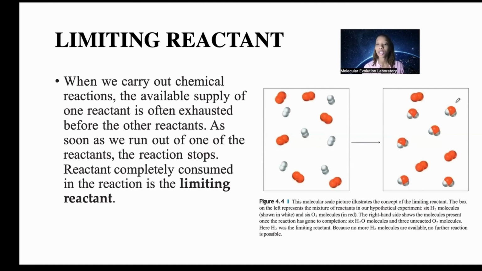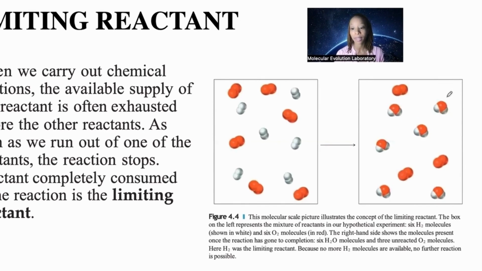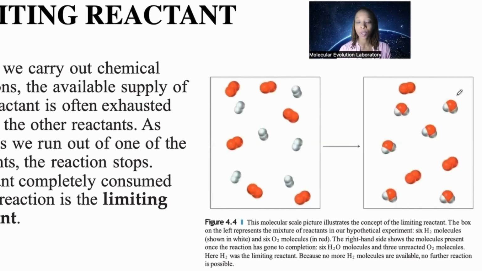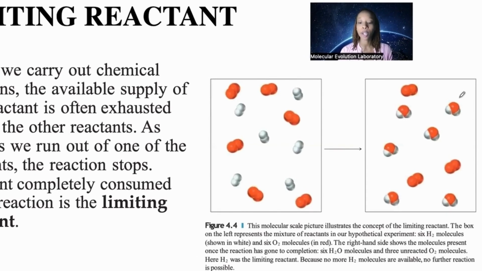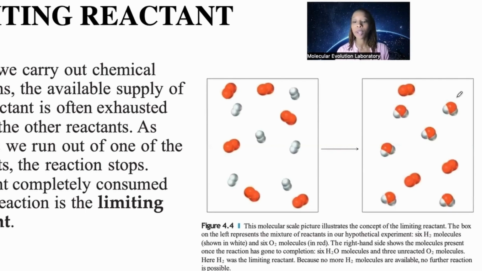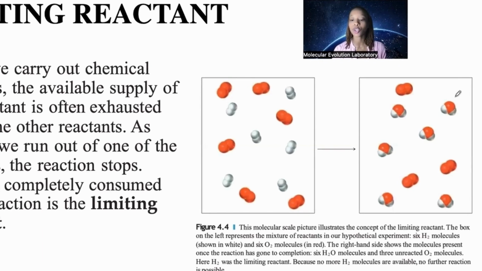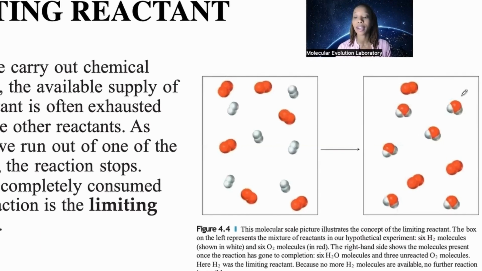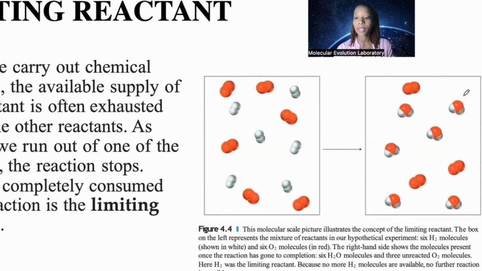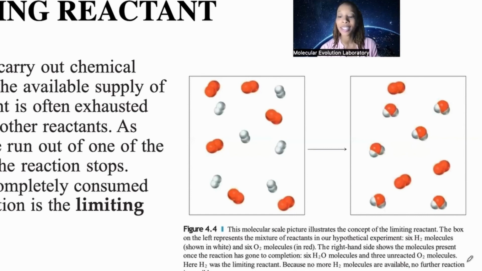This molecular scale picture illustrates the concept of limiting reactant. The box on the left represents the mixture of reactants in our hypothetical experiment: 6 hydrogen molecules, shown in white, and 6 oxygen molecules, shown in red. The right hand side shows the molecules present once the reaction has gone to completion: 6 H2O molecules and 3 unreacted O2 molecules.